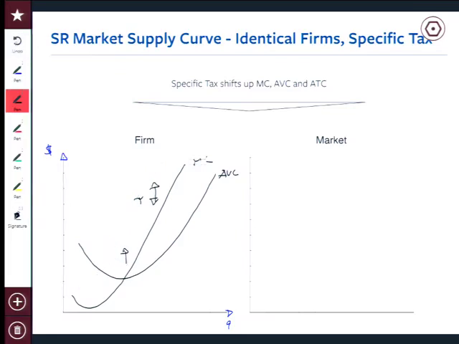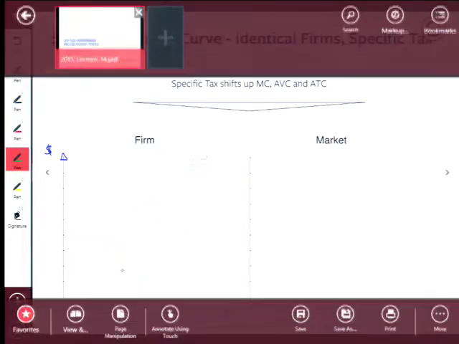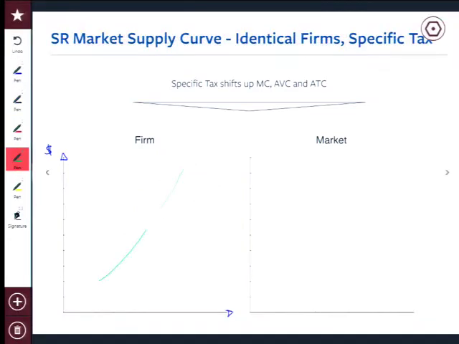So if we just draw our supply curve for my firm, right? Let's say this is the firm's short-run supply curve. What happens with a specific tax? If the specific tax is this big, this is short-run supply after tax. Okay, since the specific tax just shifts up your average variable and your marginal cost curve by the tax amount, right? Since the short-run supply curve for the competitive firm is just marginal cost above average variable cost, since you shift both up, it just shifts up the firm's short-run supply curve by the amount of the tax.